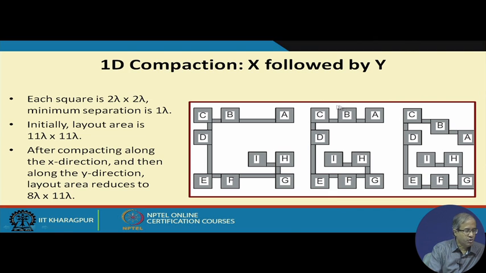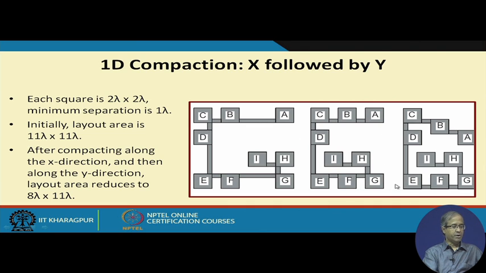So, C, D, E are already to the left, nothing to do, then you encounter B and F. They are already at a separation of 1, so you cannot move them any further. A is quite further apart, so the distance was 4, I think, 2 plus 1 plus 1, 4. So, A you can shift to the left, so that this separation becomes 1. Similarly, I and H both you can shift to the left till this separation becomes 1. G, here the separation was 4, this also you move to the left. So, separation is 1.